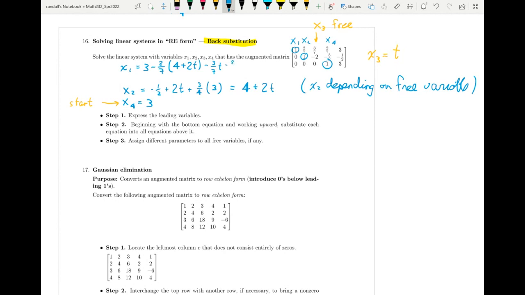So I get minus 2/7 times 3. Now I can simplify this. Did I simplify it yet? Not yet. Okay, I can simplify this, and it just turns out to be, you guys do it, 1 minus t. So there we go. My leading variables x1, x2 and x4 are expressed entirely in terms of my free variable, which I'm calling t now. It just turns out that x4 doesn't depend on the free variable, so there's no t there. It's equal to 3. So that's the process of back substitution.